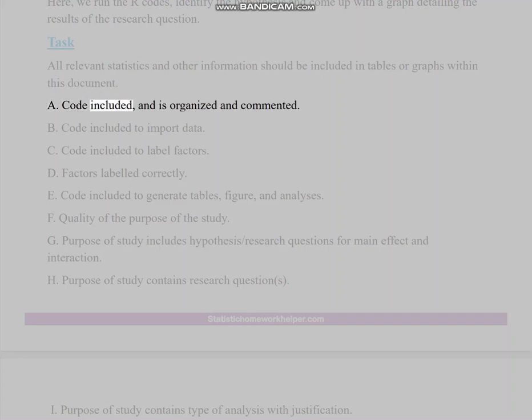A. Code included and is organized and commented. B. Code included to import data. C. Code included to label factors. D. Factors labeled correctly. E. Code included to generate tables, figure, and analyses. F. Quality of the purpose of the study. G. Purpose of study includes hypothesis/research questions for main effect and interaction. H. Purpose of study contains research questions.